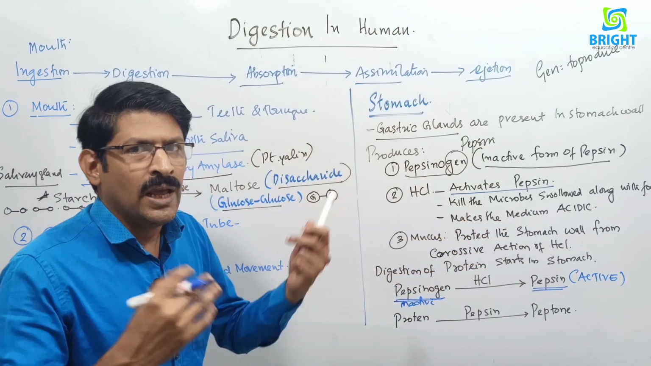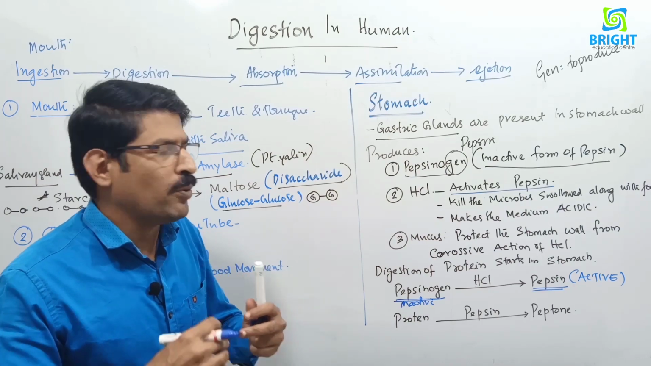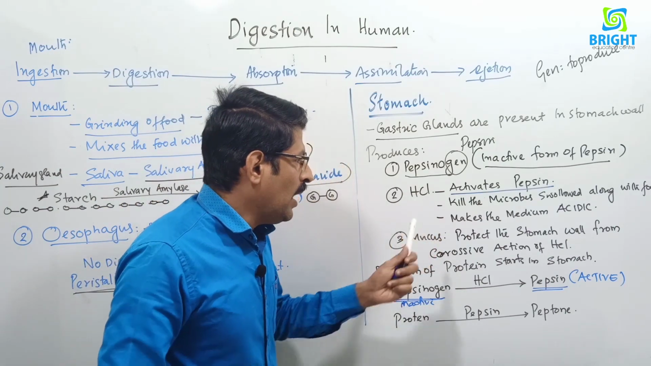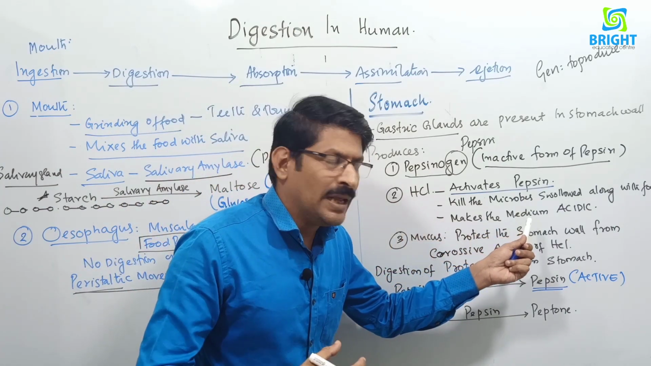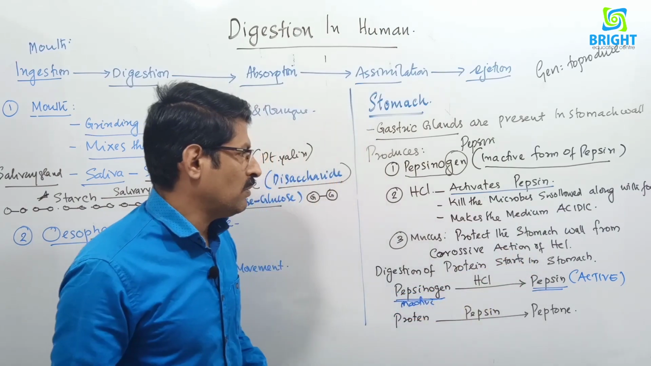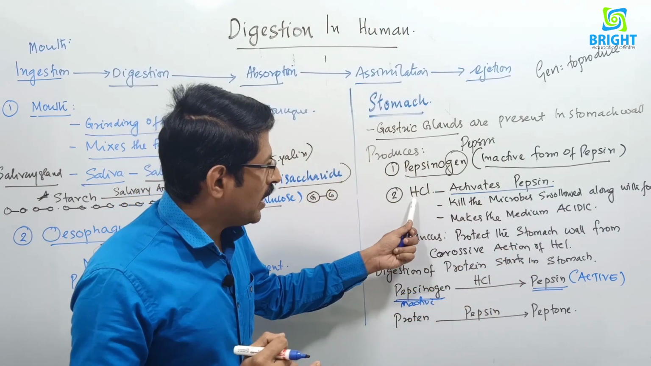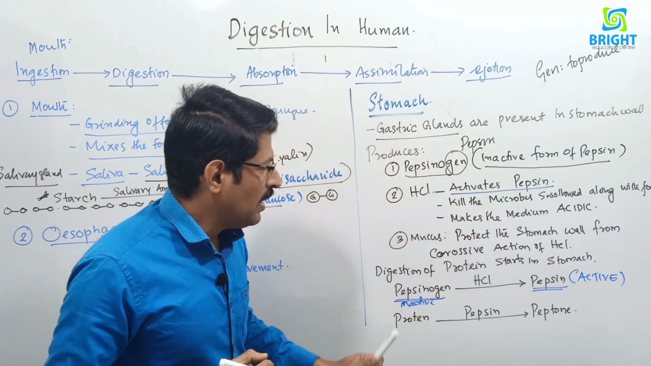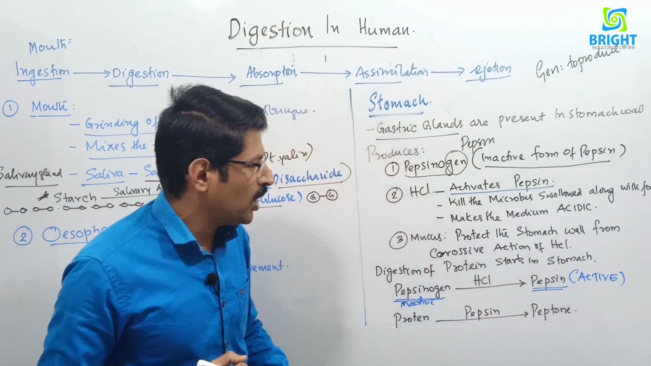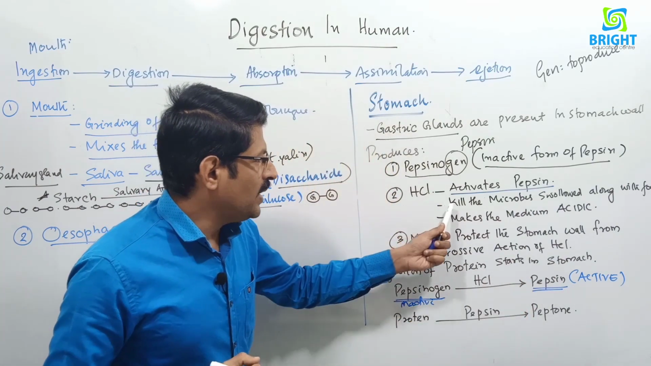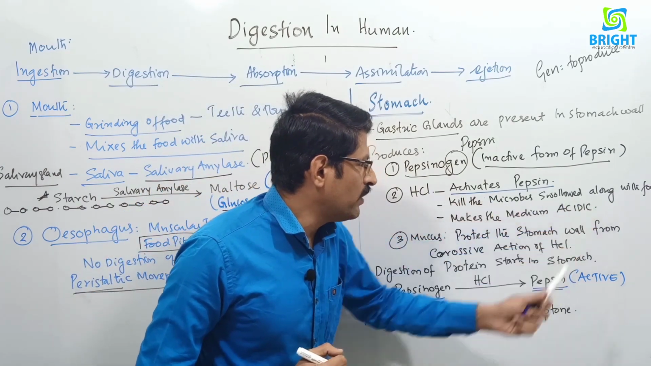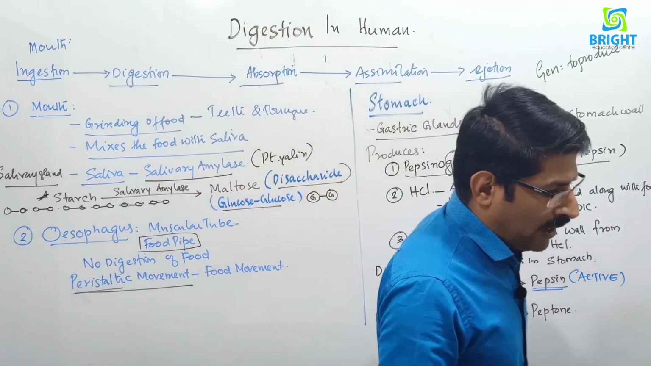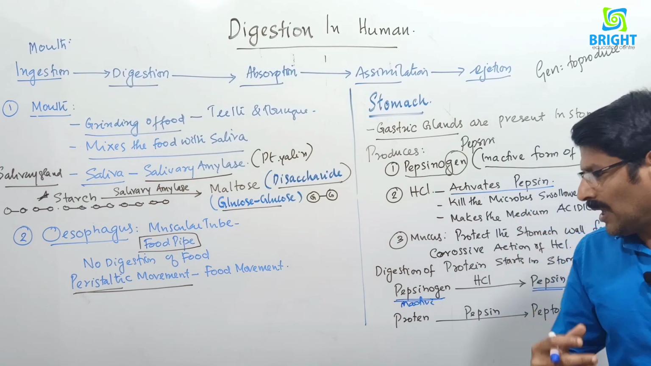When we are taking the food material, it may contain many microorganisms like fungal spores or bacterial spores, and they may be killed by the action of hydrochloric acid. It makes the gastric medium acidic, which activates the digestive process. Hydrochloric acid activates pepsin. Pepsin is produced in the inactive form called pepsinogen, and it is activated into the active form called pepsin by the action of hydrochloric acid. It kills the microbes that are swallowed along with the food material, and it makes the medium acidic for the action of the digestive enzyme.